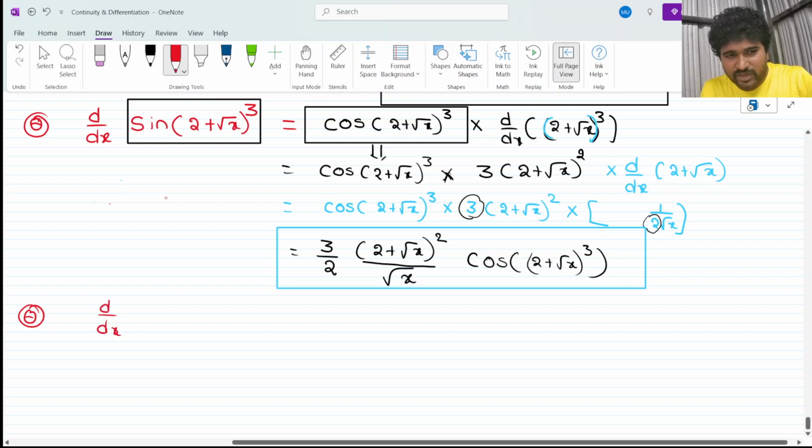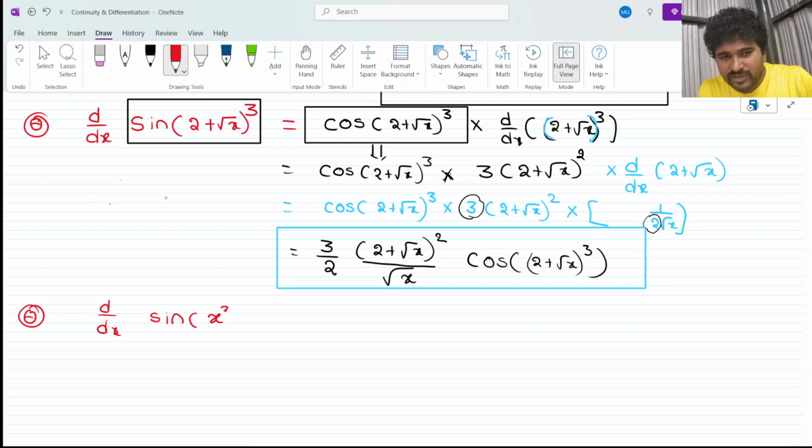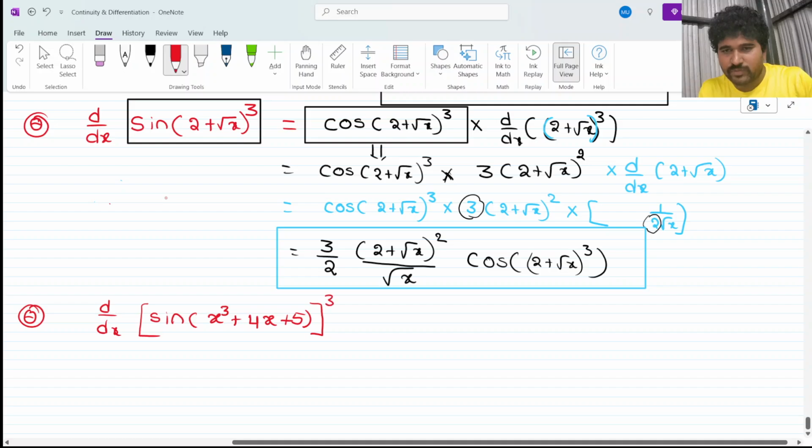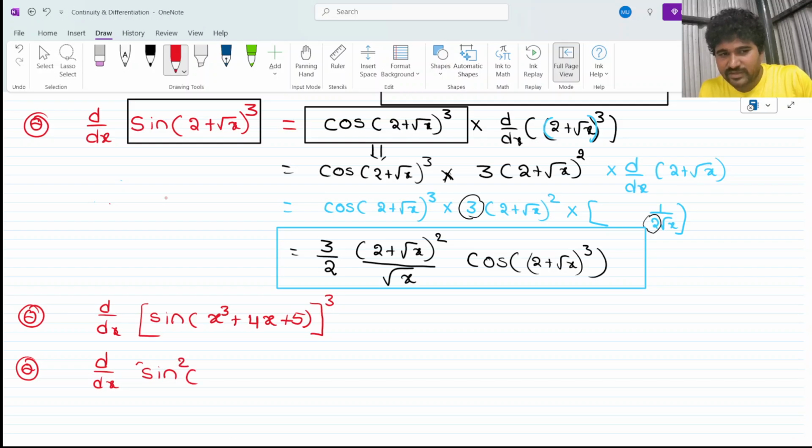d by dx of sine of x cube plus 4x plus 5 whole cube. This is one question. Other question also you try. d by dx of sine square of x cube plus 2.